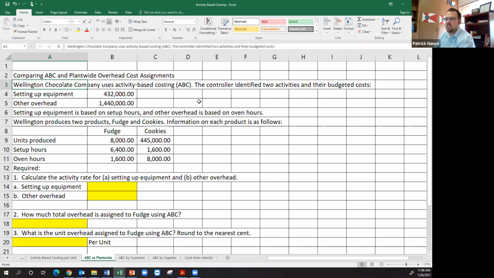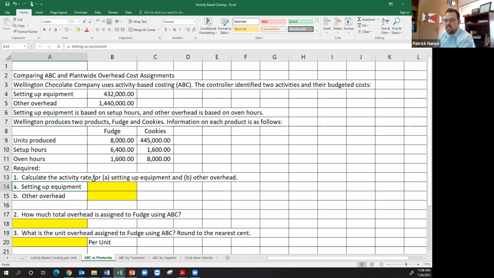A controller identified 2 activities and their budgeted cost. They have the setting up of equipment, and they have other overhead. Setting up equipment is based on setup hours. So that's my activity base. This is my activity cost, and this would be my activity base. And it says that the overhead is based on oven hours. So the overhead is going to be allocated based on the oven hours.